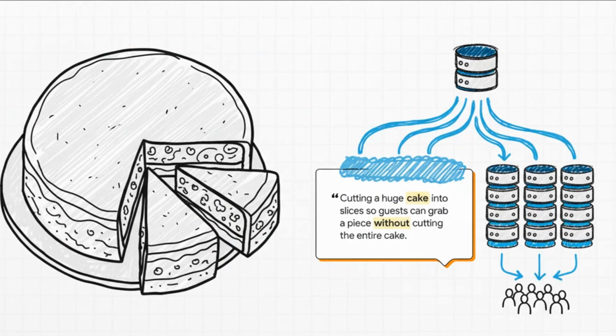I love this analogy because it just makes so much sense. Picture a giant wedding cake. If every single guest had to come up and cut their own slice from the whole cake, you'd have a huge, slow, messy line. But if the cake is already pre-sliced, people can just walk up, grab their piece, and go. It's fast, it's efficient. Your database queries are those hungry guests.